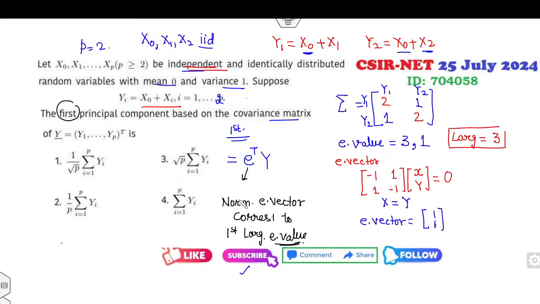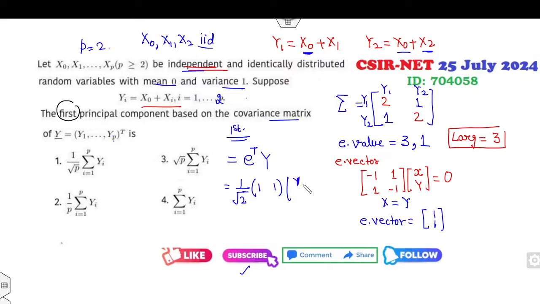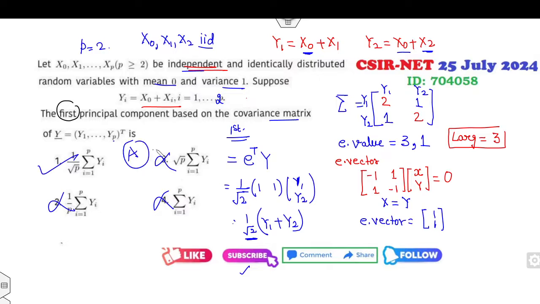Now your target is to find the normalized eigenvector. What is the length of this? It is 1 over root of 1 square plus 1 square, into (1, 1). What is the y? P is 2, so y1, y2. If you multiply them, it is y1 plus y2, with root 2 written in the denominator. So the first option is the correct option, and the rest of the options are cancelled. You can see that it's a very simple approach and you can easily tackle it in your examinations.